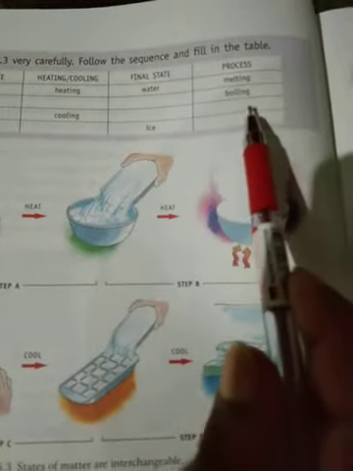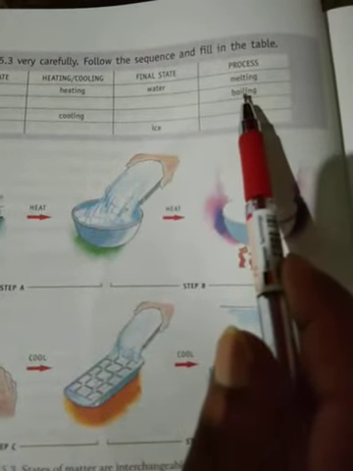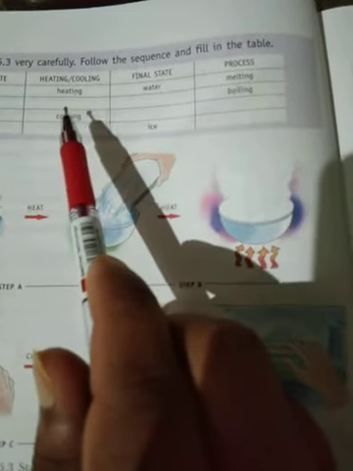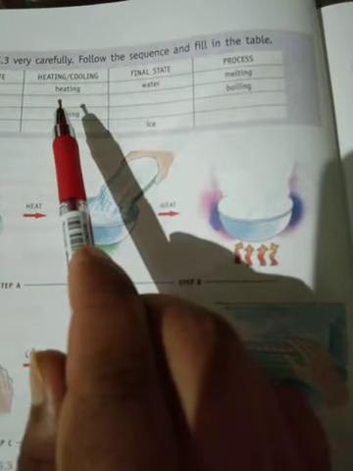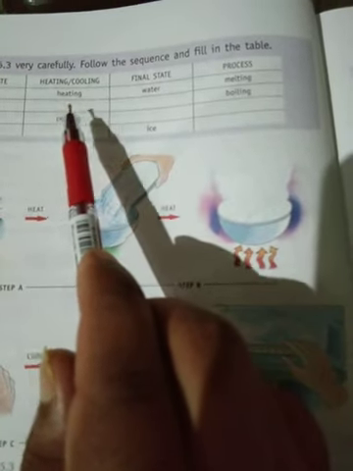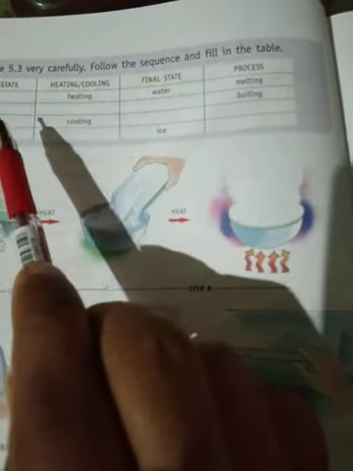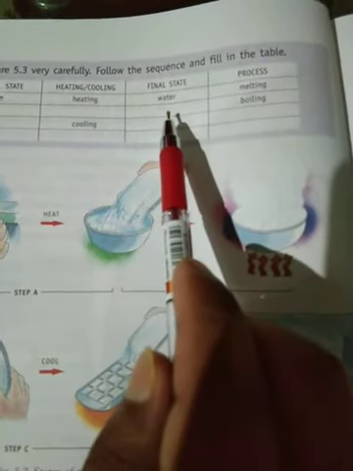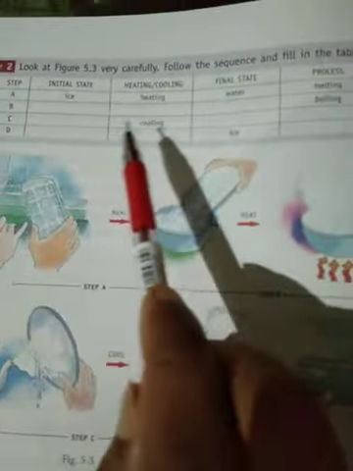That means if you want to do boiling here, if the process is boiling, then definitely what do you have to supply? You have to supply heat. And if you supply heat, what will this be called? Heating, right? Not cooling. It will be a heating process. So whenever you heat water, it will become steam. Understood? Or water vapor.